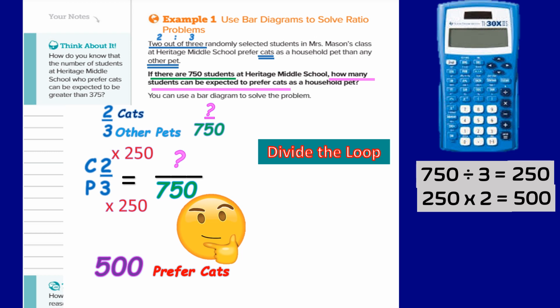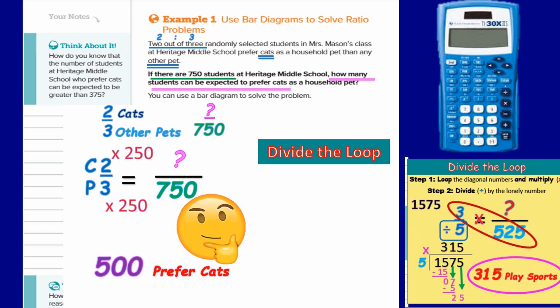The second way is we're going to divide the loop, right? So once again, I want you to do this both ways so you know these processes. We're going to follow those same steps that you wrote down on the Post-it note or in your notes in a different place. We're going to start with looping the diagonal numbers and multiplying and then dividing by the lonely number. I have to start by setting up the exact same way. I know I have the ratio of 2 to 3, and it's equal to something over 750.